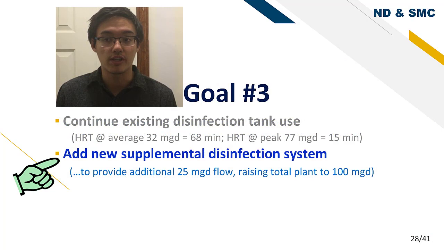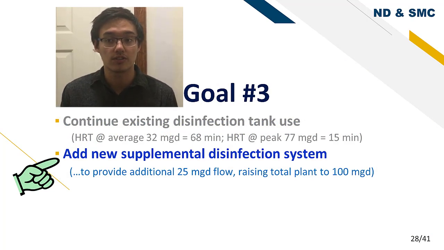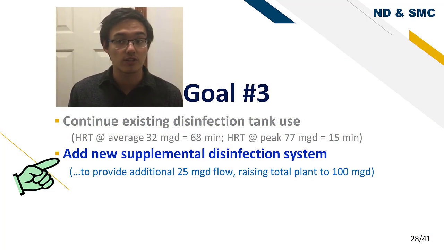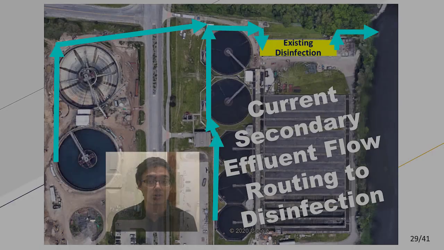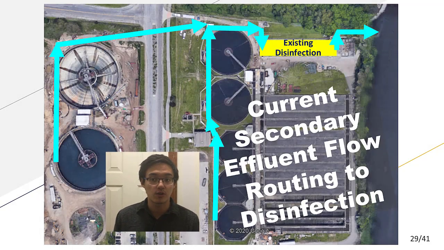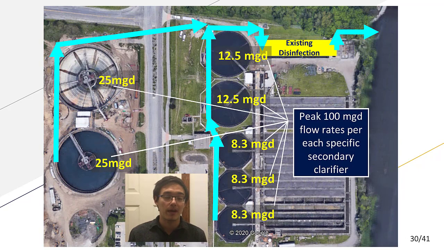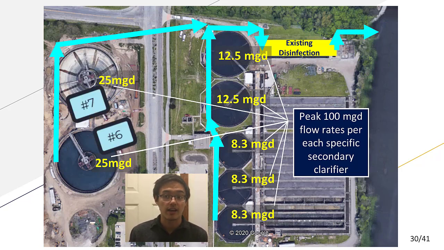Goal number 3 is to add a new disinfection system to add total disinfection flow capacity to 100 mgd. The current secondary effluent flow routing disinfection pathway is shown via blue arrows. The peak capacity for each clarifier is shown as well. You can see that clarifiers 6 and 7 on the west side of the plant are the largest clarifiers and can handle 25 mgd flow each.